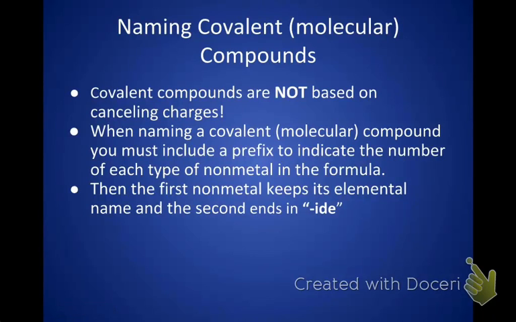The first nonmetal will keep its elemental name. So carbon, hydrogen. If that's your first nonmetal element for a covalent compound, you'll keep the full name. The second nonmetal element will end in IDE, just like we've been doing: hydride, carbide, sulfide. So it's very similar to what we've been doing.